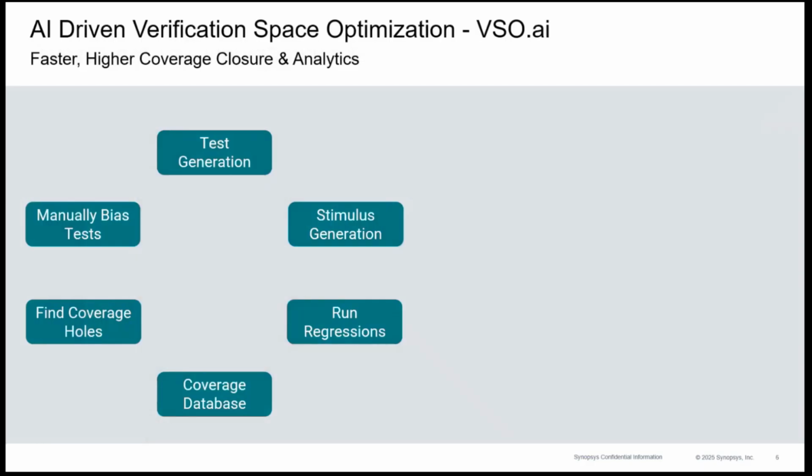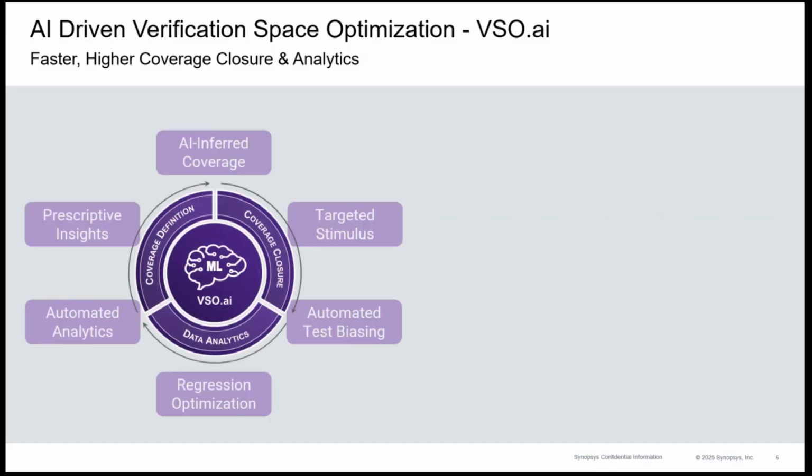Here, let's look at a simple coverage flow and understand how VSO.ai can help improve coverage closure faster. In a typical coverage flow, the verification engineer manually writes the coverage and stimulus, runs thousands of regressions with unknown return on investment, and then collects the coverage data and analyzes it with very little insight. And then to close the coverage, they have to manually bias the test or write directed tests, which is a very laborious and time-consuming process.